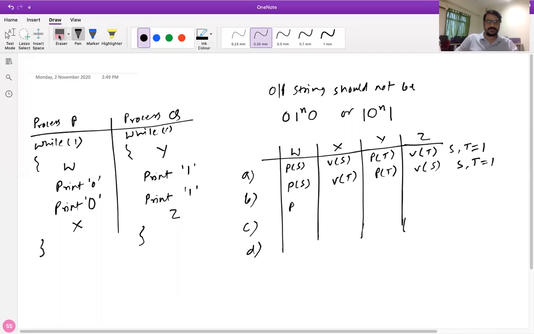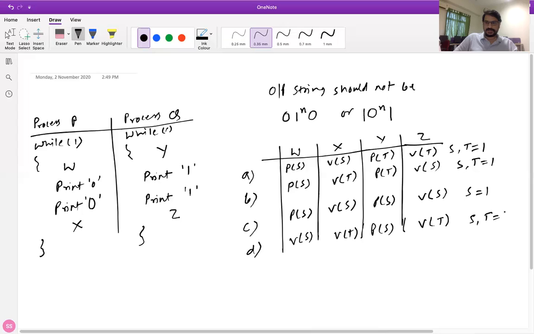Then the next option, we have PS, VS, PS, VS. Here only the S value is 1. Then VS, VT, PS, and VT again. Here S and T are 1. So these are the different options, right?